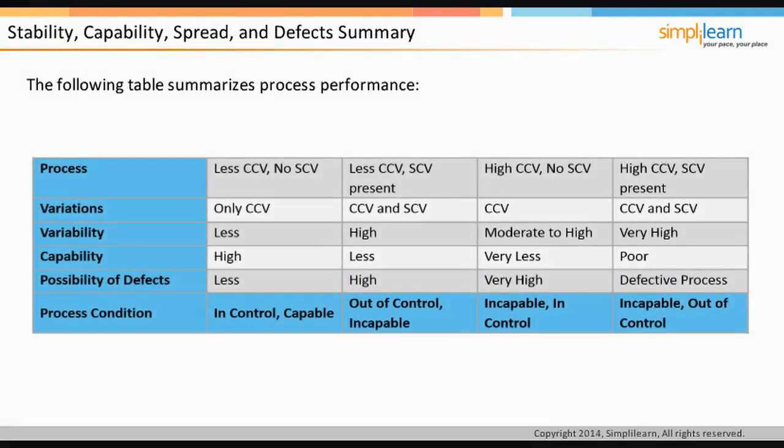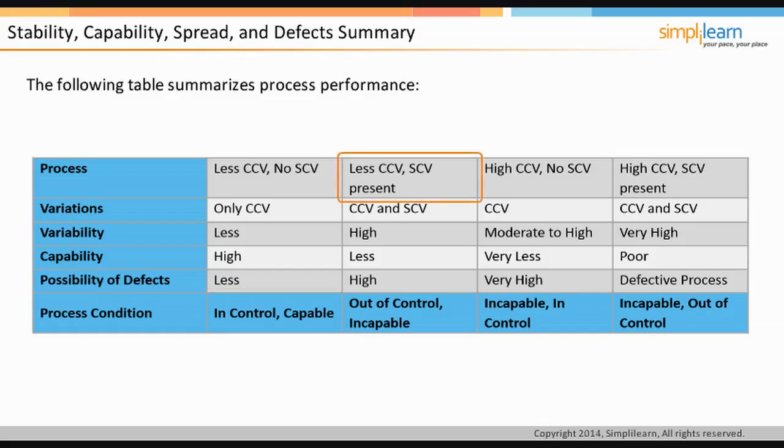This screen explains how the factors of stability, capability, spread, and defect summary are used to interpret the process condition. This table gives the process condition for different levels or types of variation with reference to common causes and special causes. The table is read as follows. In the first scenario, the process has lesser common causes of variation, or CCV, and no special causes of variation, or SCV. In this case, the variability is less, the capability is high, the possibility of defects is less, and the process is said to be capable and in control.